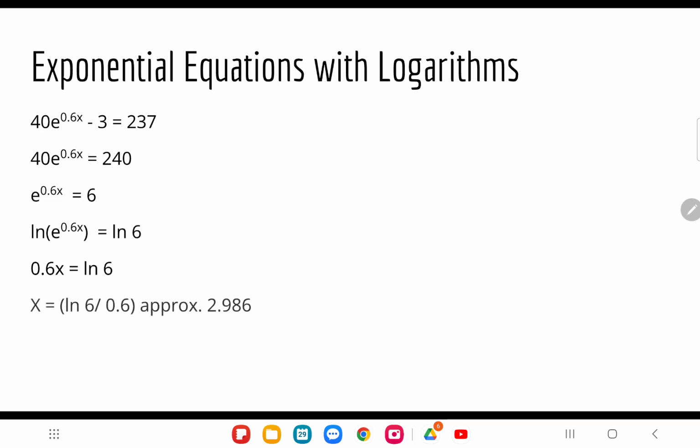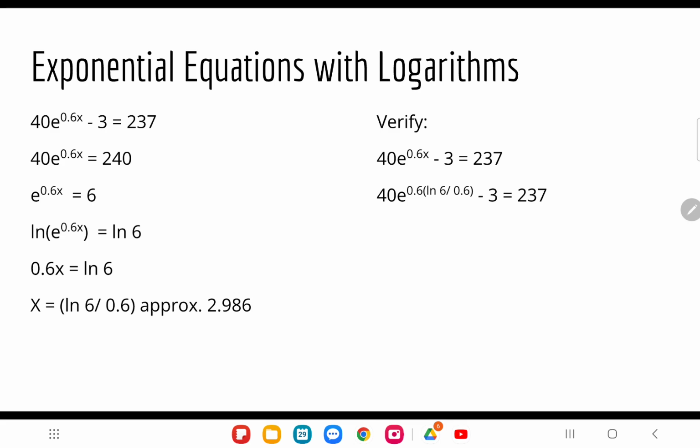Substitution will show me that this does in fact work. An approximation of this value would be approximately 2.986. Just keep in mind that if you substitute that value, you're going to get something that is very close to, but not actually equal to, 237.